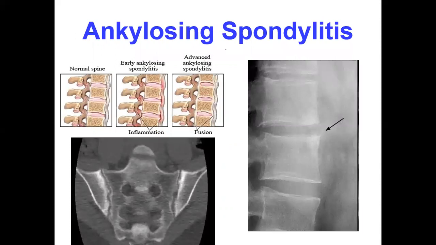So these are the X-rays of ankylosing spondylitis. There is inflammation and then fusion of the intervertebral disc space, advanced ankylosing spondylitis. This is a normal spine.